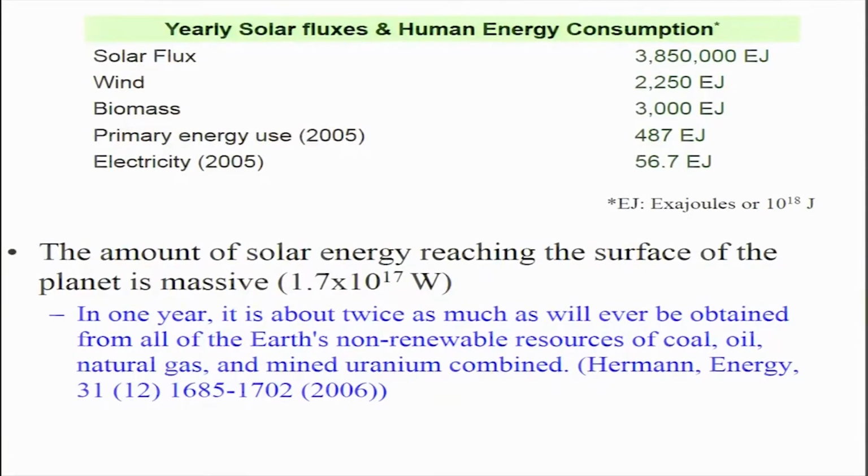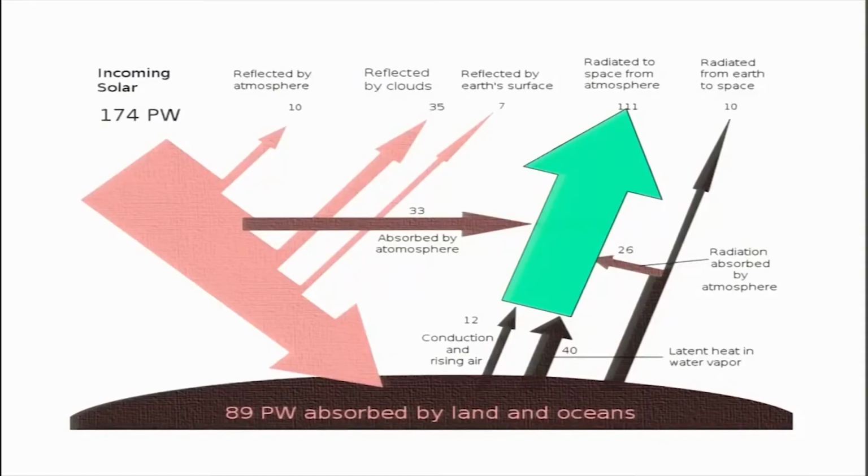Somebody made this calculation in a paper in Energy in 2006. It was speculated that in 1 year the energy that falls on the surface of the planet is about twice as much as we will ever obtain from other non-renewable sources of energy such as coal, oil, natural gas, as well as nuclear energy. So this speaks a lot about solar energy. The amount of solar energy that is available to us is simply huge. You can see that here you have 174 petawatts of energy that is coming to the surface.